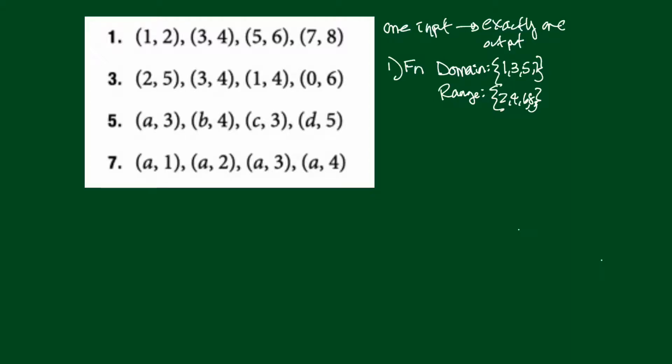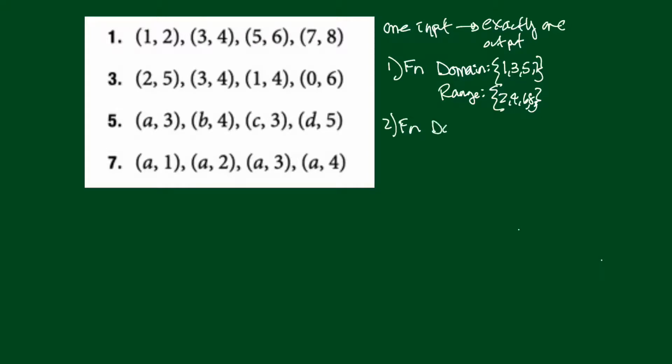Let's go to 3. Now 3, what happens here? Is it a function or is it not? What does 2 go to? 2 goes to 5 only. How do I know? I just looked over here. I didn't see any other 2's in the first position. So 2 goes only to 5. 3 goes only to 4, right? I don't see 3 in any other first positions. 1 goes only to 4. I don't see 1 in any other first position. And 0 goes only to 6. So I'm going to claim that number 2 is also a function.